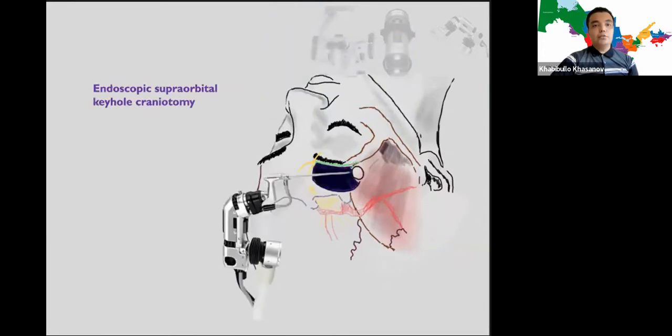So the next approach is a modified endoscopic supraorbital keyhole craniotomy. The concept of this is a smaller skin incision, smaller scar formation, and a smaller craniotomy. And it involves the insertion of an endoscope. It helps us to visualize nearby structures because of the different angles of the endoscope, and we can achieve a better removal rate for limited selected cases.